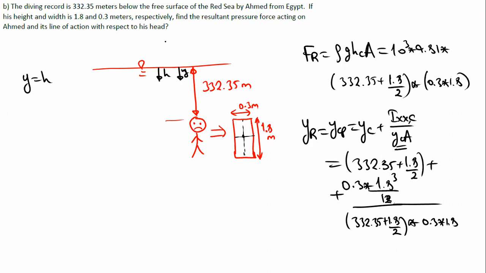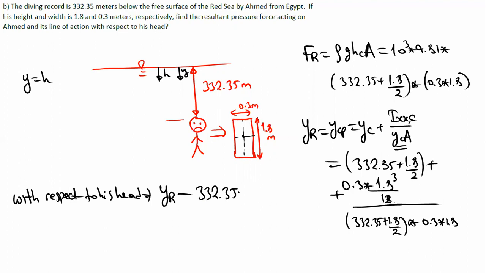Since we are interested in the value with respect to his head, what you will do is subtract YR minus the distance to the head of the person. This will be the solution. If you have questions about the solution procedure, you can ask. Otherwise, I'm moving on to the next question.